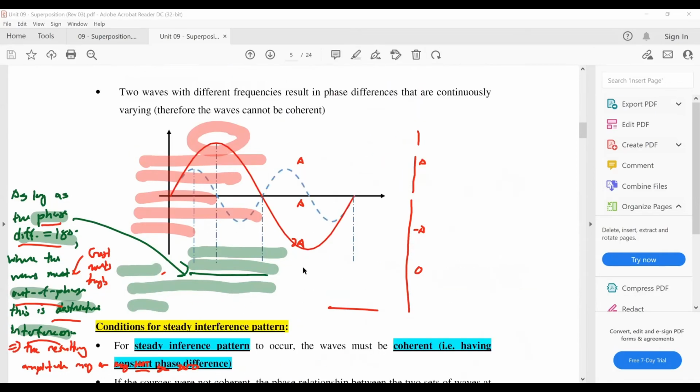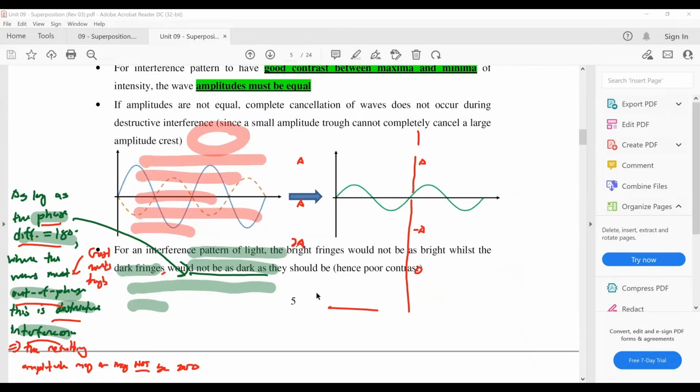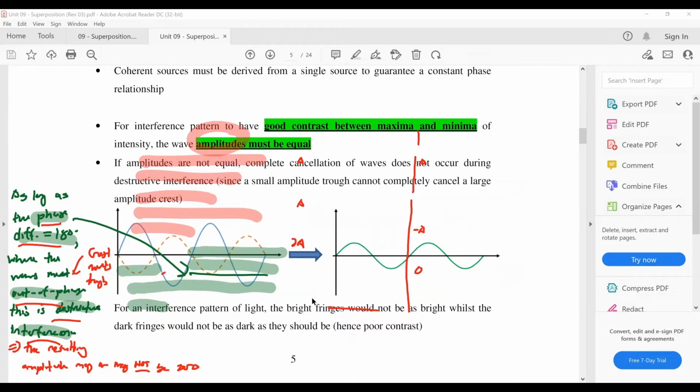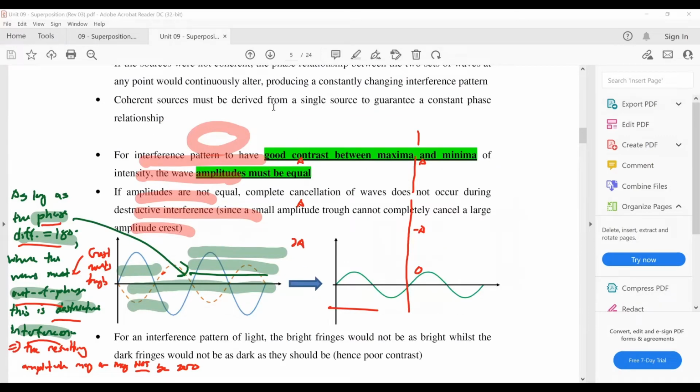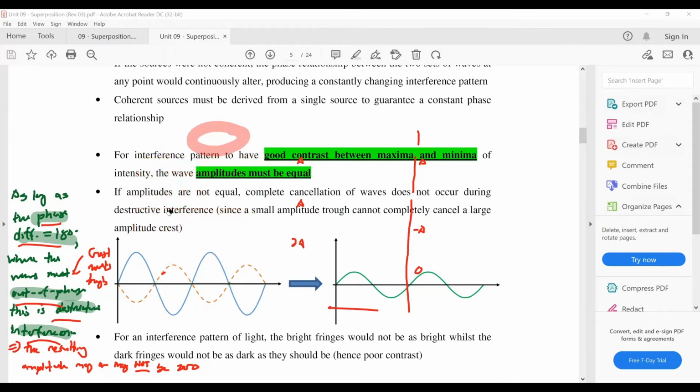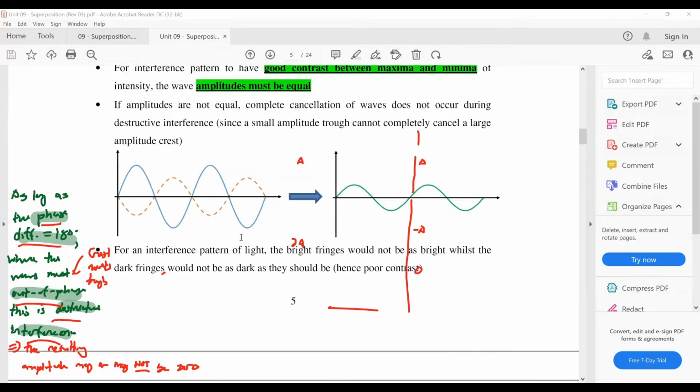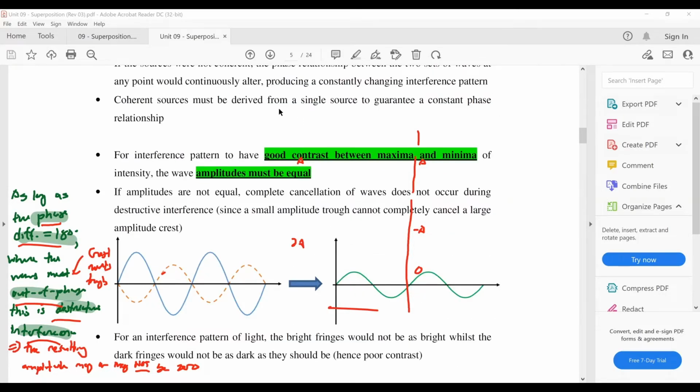Actually, this one will be under some other page. If you look at page 5, I'm just going to skip a little, because I want to explain the part about destructive interference. Near the diagram with the waves at the bottom of the page: if the amplitudes are not equal, complete cancellation of waves does not occur during destructive interference, because a small amplitude trough cannot completely cancel a large amplitude crest. What we mean by that is something like this.